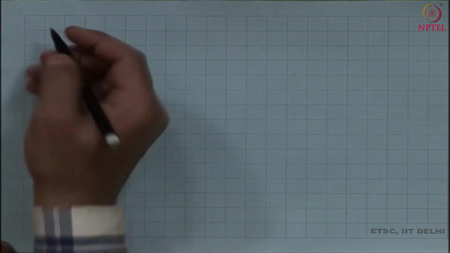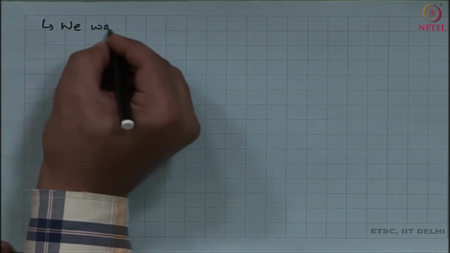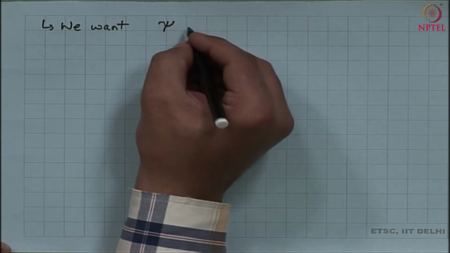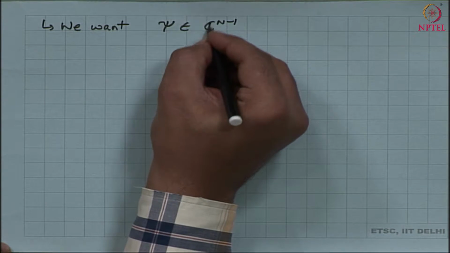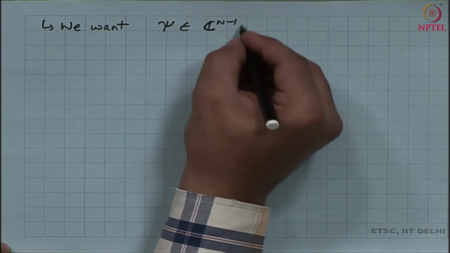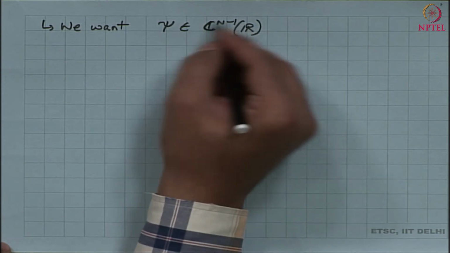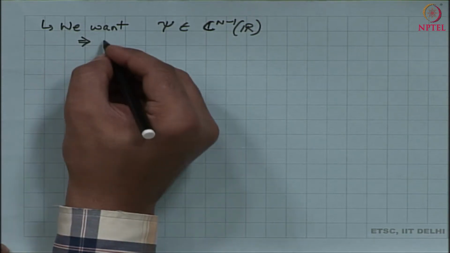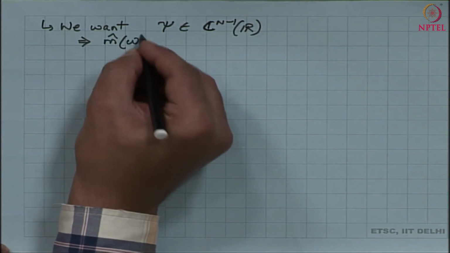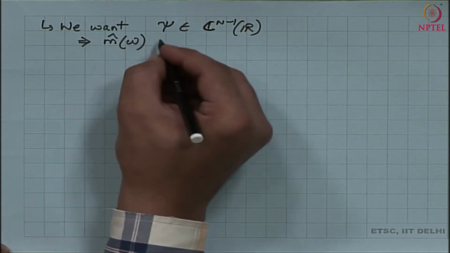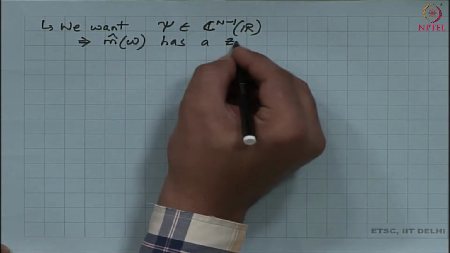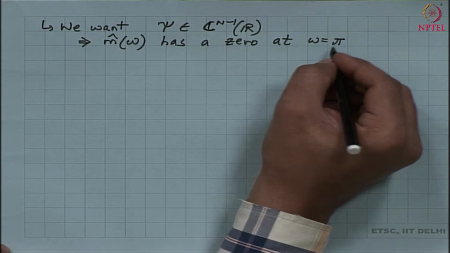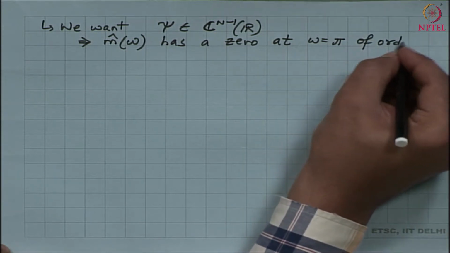So, again let me rewrite. What we want is that this function psi, which is a wavelet, is n minus 1 times differentiable in the complex plane. So, the physical function is n minus 1 times continuously differentiable, which means that in the transformed plane my associated generating function m hat of omega has a 0 at omega equals pi, which is of order n.